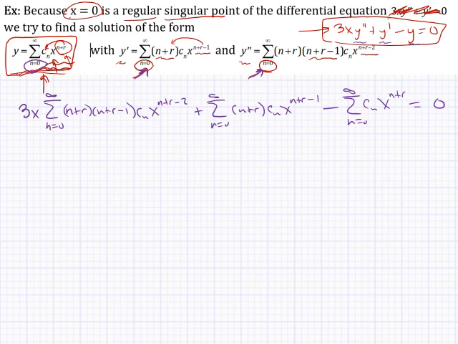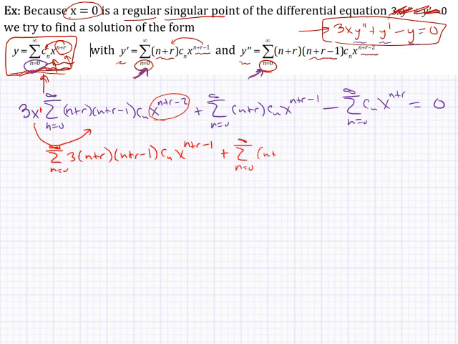So the next thing I'm going to do is very similar to what we did before. We have to push this 3x into the series. So this is going to become the sum from n equals 0 to infinity of 3 times n plus r times n plus r minus 1, c sub n, x to the n plus r minus 1. Because this is an x to the first, this was an n plus r minus 2, so now it's n plus r minus 1. All the rest of these series are going to stay the same: the sum of n plus r, c sub n, x to the n plus r minus 1, and minus the sum from n equals 0 to infinity of c sub n, x to the n plus r. Okay?